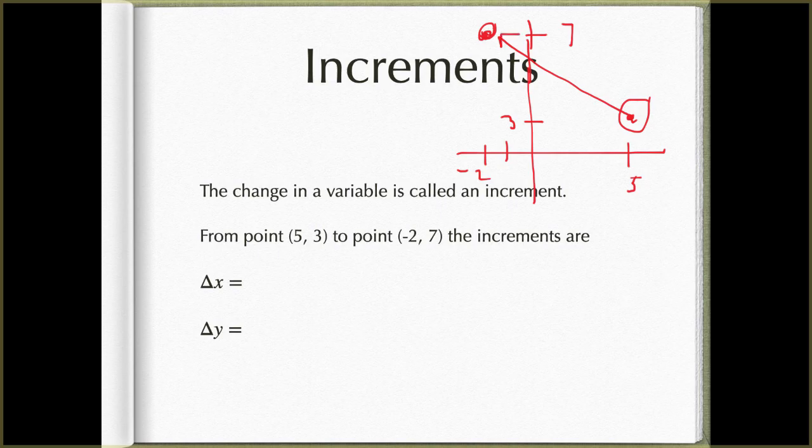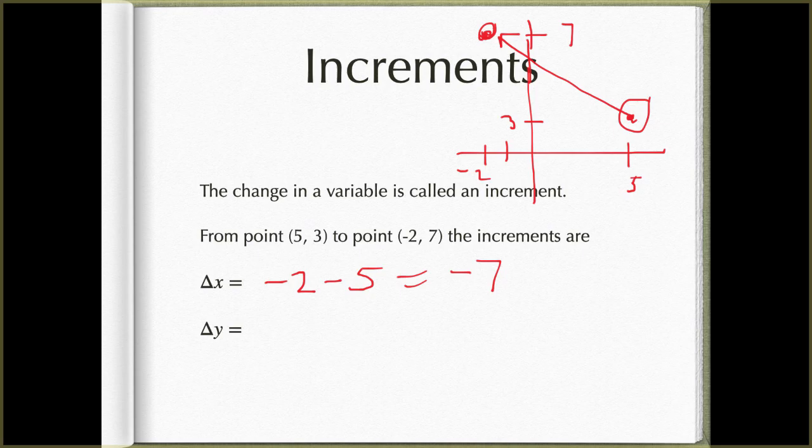When you see this, the common notation for a change in something is delta x. So the change in x is delta x. So what are we doing when we change from x? We're going from 5 to -2. You can just do this in your head, but another way to look at this is we are going backwards and we're moving -7 units.